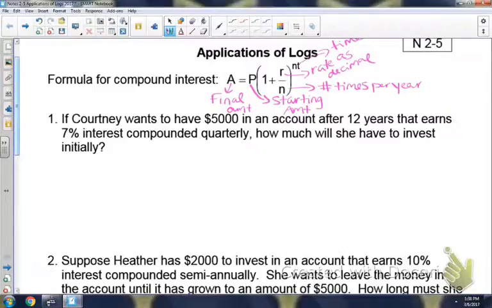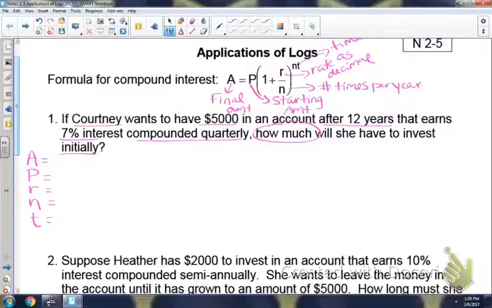It says if Courtney wants to have $5,000 in an account after 12 years that earns 7% interest compounded quarterly, how much will she have to invest initially? So starting out, on the side, write down your variables, A, P, R, N, and T.